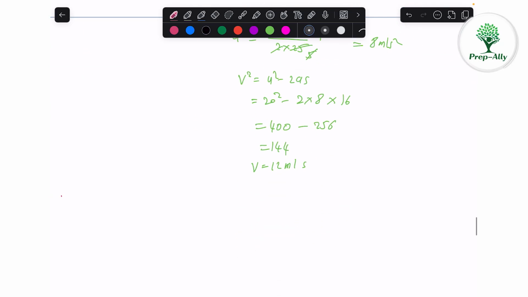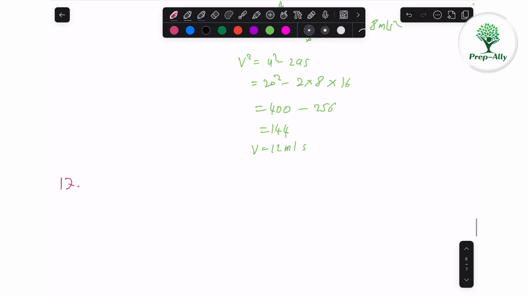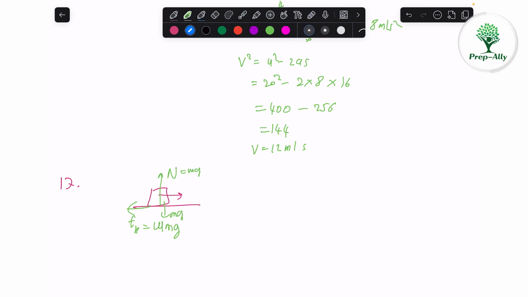Now the 17th is also a related question. 17 says, what is the coefficient of friction between the ground and block 1? See, when block 1 is sliding with some velocity, there will be a friction acting backwards and it will be kinetic friction, and its value will be mu, which is the kinetic friction coefficient, into normal reaction. Normal reaction will be mg now. See, because this is the normal reaction which is equal to mg and the weight will be downwards mg, and these forces will balance out each other.